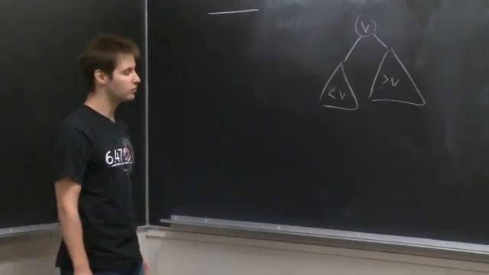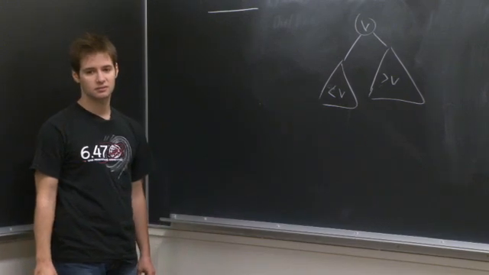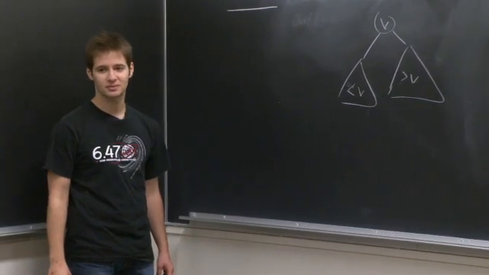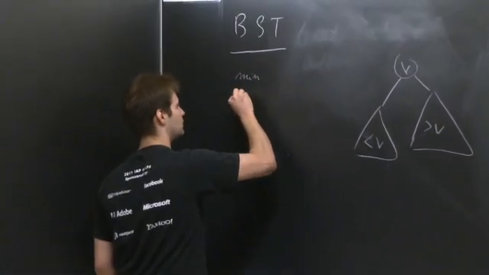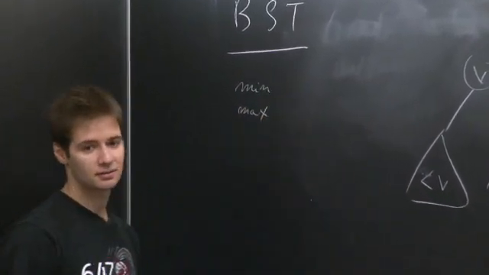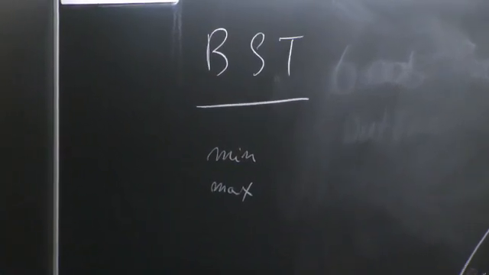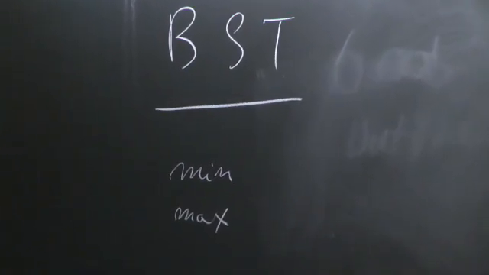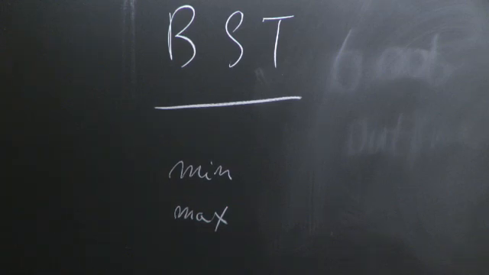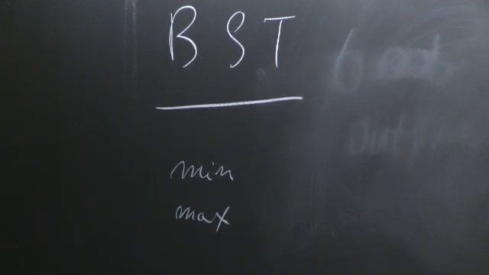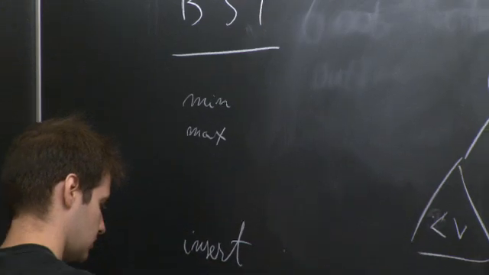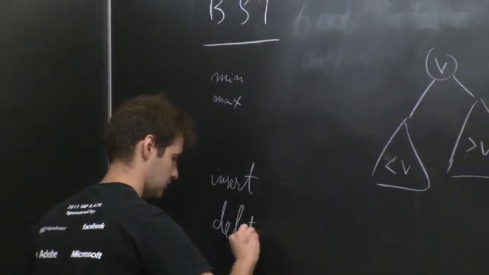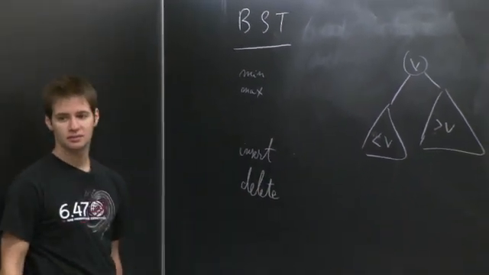Okay, so what do we know how to do on BSTs? What are the operations that we know? Minimum, maximum. Okay, min, max. Left, right, parent. Okay, so those are for the node. I want the things for the BST type, the queries and the updates. Insert, delete. Okay.